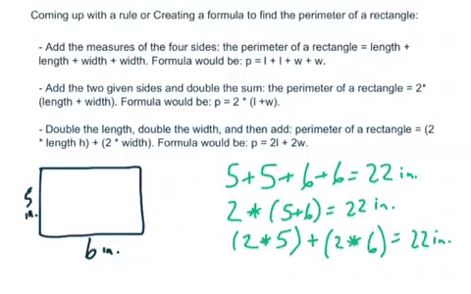So that's what you'd have. 5 plus 5 plus 6 plus 6 equals 22. 2 times 5 plus 6 equals 22. And 2 times 5 plus 2 times 6 equals 22 inches. Those would be the correct ones. If you don't have that, don't panic. We'll be going over it again in class together, but try and go back and see where your error is if you have one.